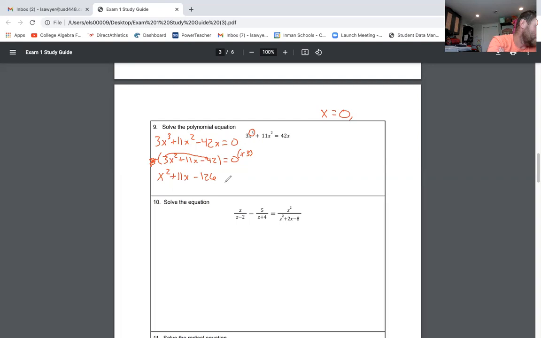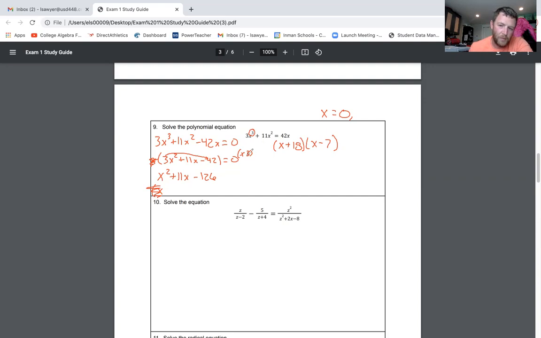126 divided by 7. There it is. 126 divided by 7 is 18. Okay, so those differ by 11. So I can break this down into x plus 18 and x minus 7. Negative 7 times 18 is negative 126, and when I add those two together, I get 11.